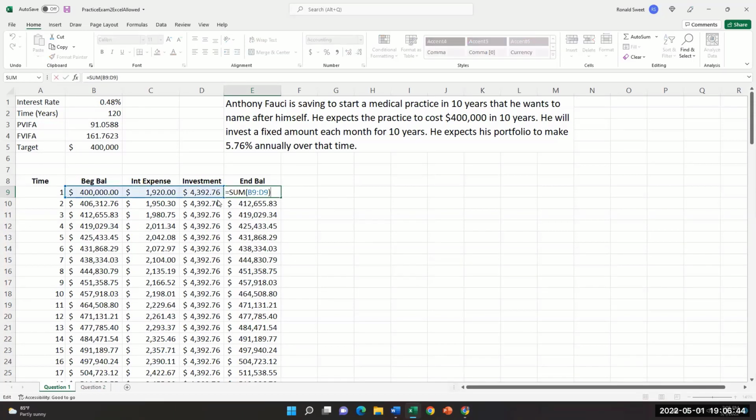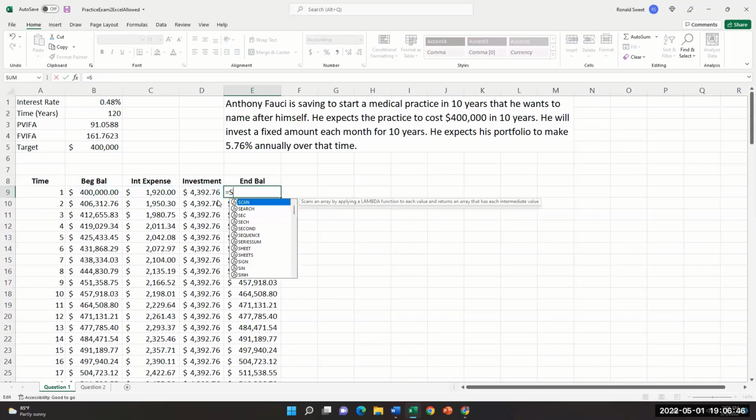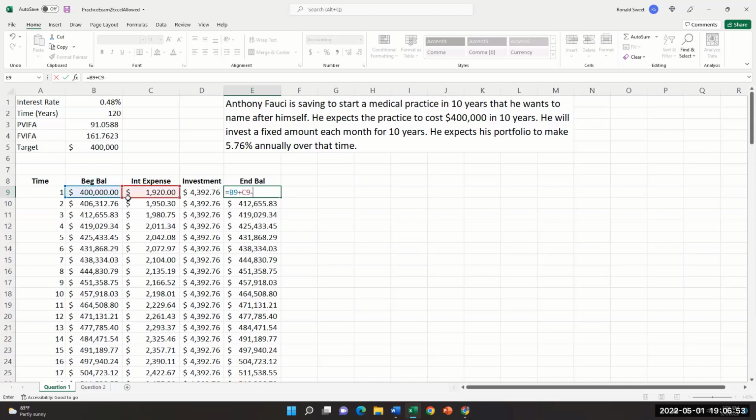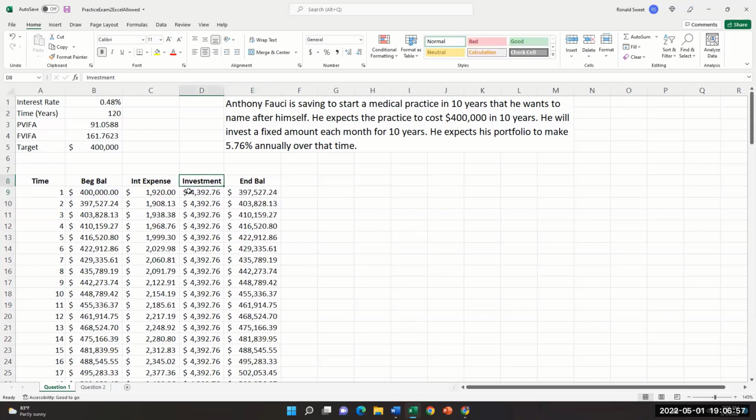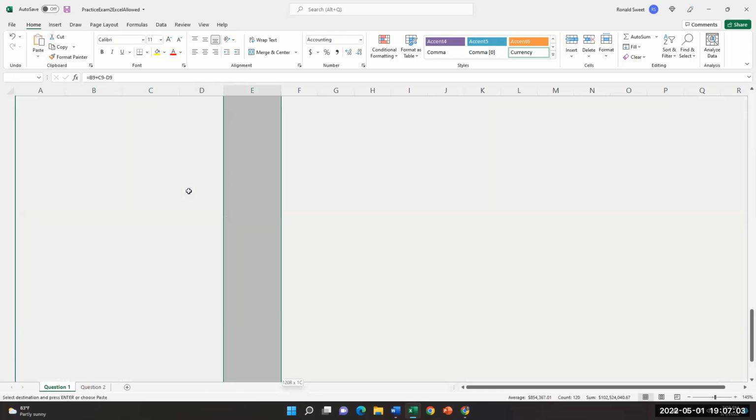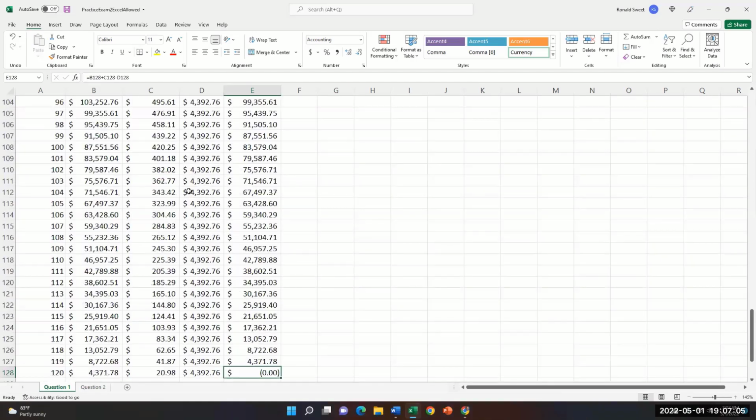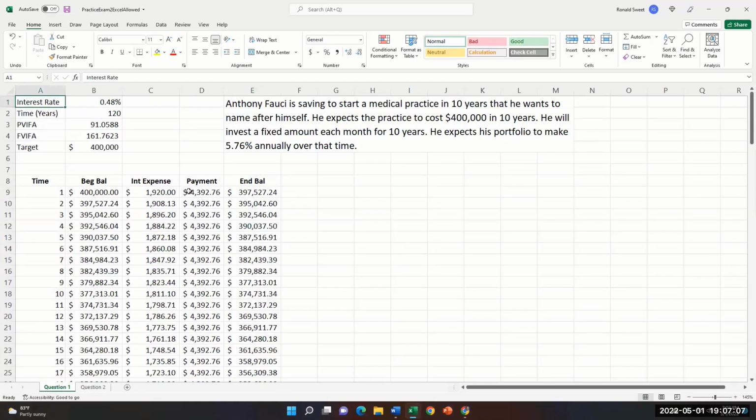So here, your ending balance is not going to be a sum. It's instead going to be your beginning balance plus your interest expense minus your payment. So here it becomes a payment. Just copy that down, and you should have 0 at the end, all right? So that's the key. Now, you don't get 0 if it's a present value problem.